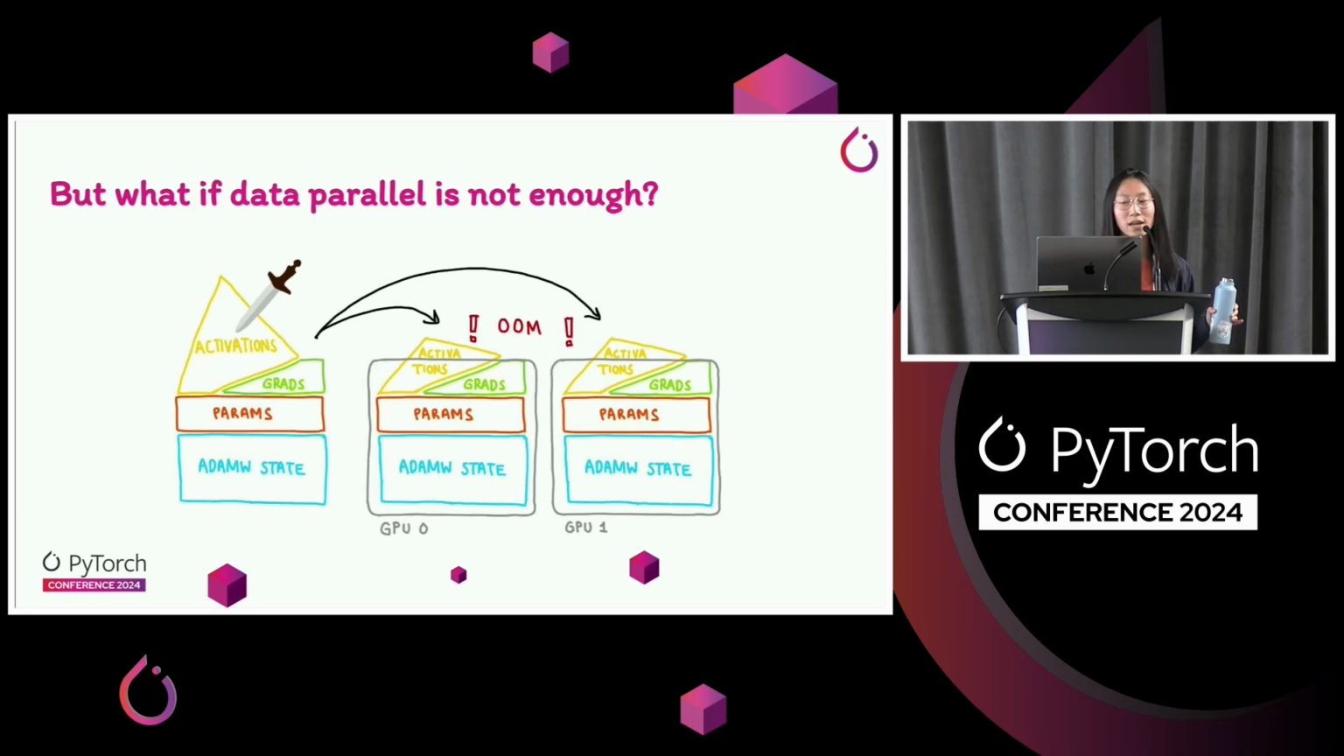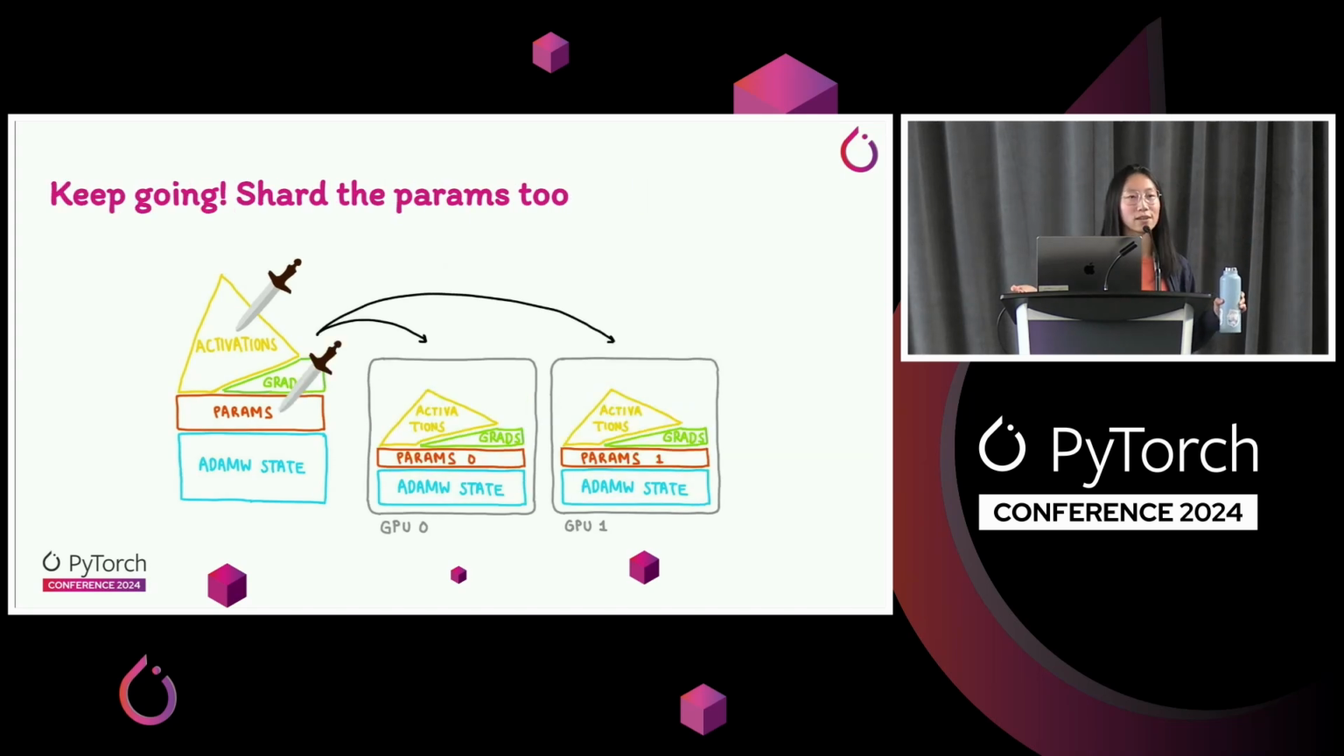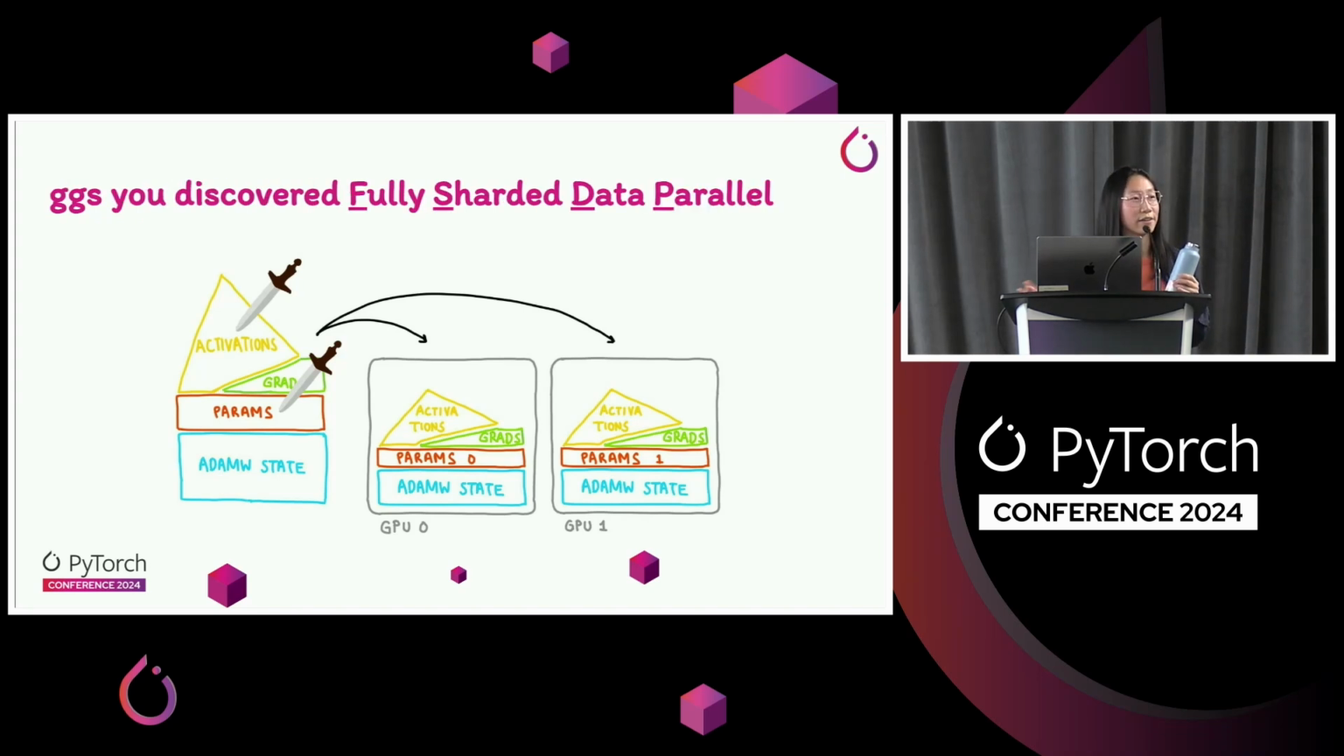You still OOM. Well, note that we're duplicating a lot of things across both devices. So keep going. You can also shard the parameters. Take your params and cut them in half. And remember our thing from earlier where if you have the params, you have the grads and the optimizer state. So note that it becomes significantly shorter. GGs, this is actually FSDP.